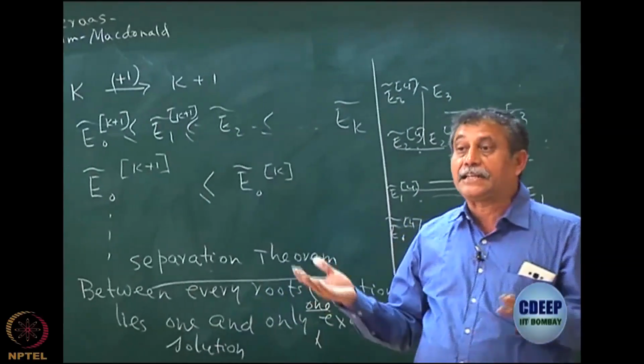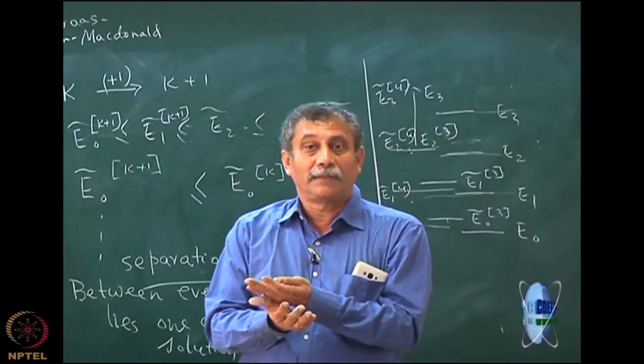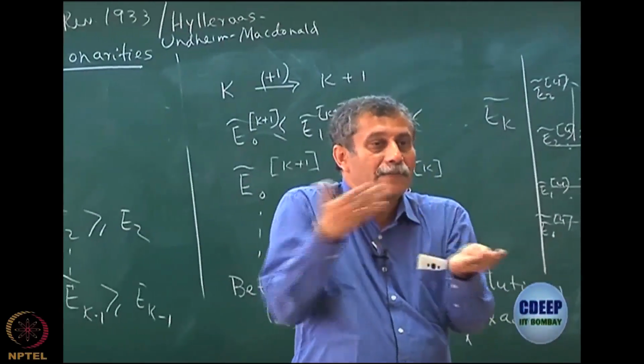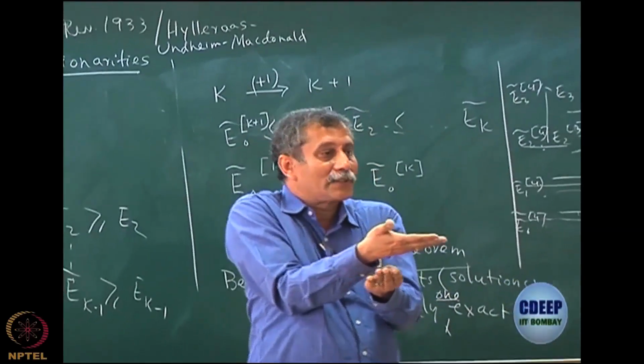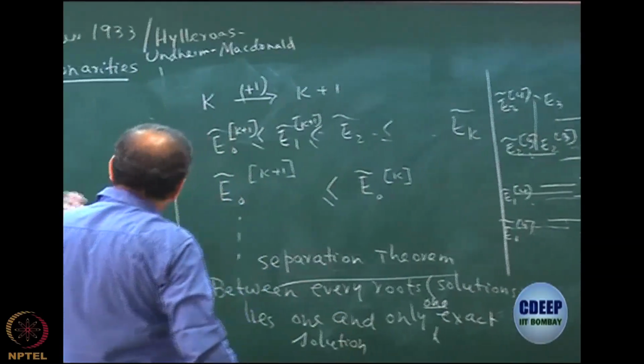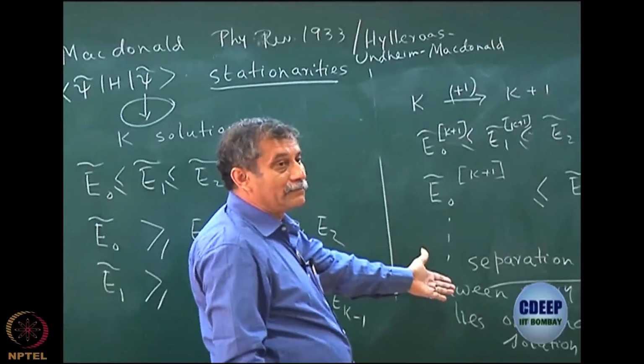Many times this is called the interleaving theorem. Many places you might have it. Interleaving means, essentially, you understand what is interleaving: there are two leaves and in between there is one exact solution. So it's an interleaving theorem or separation theorem, and this actually comes directly from here.